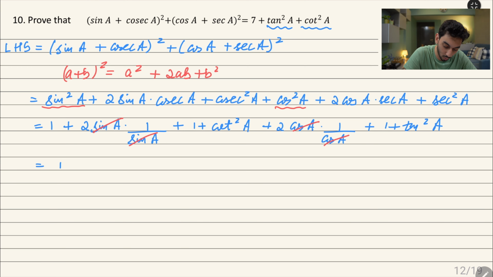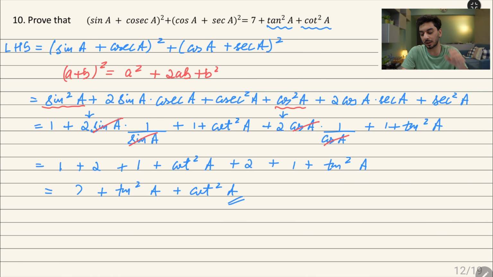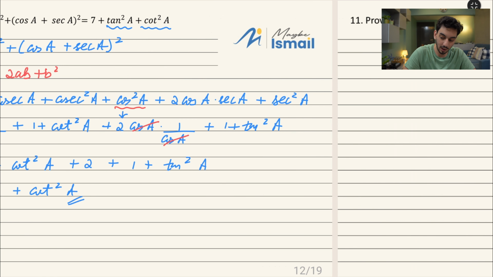What am I left with? I'm left with 1 plus 2 from here plus 1 plus cot square A plus another 2 from here plus 1 plus tan square A. If I add all of these numbers, it is just 7 plus tan square A plus cot square A, and that's it. That's my answer. So in this question also, you just needed the basic trigonometric identities and the algebraic identities. Simple as that. Okay, next question.